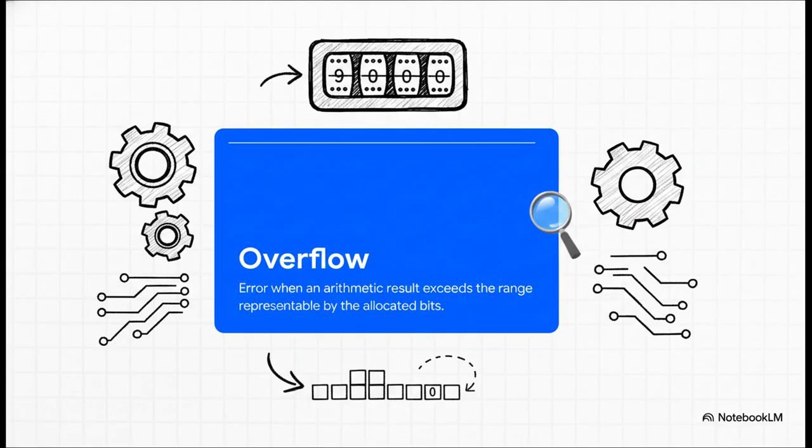It's kind of like a mechanical odometer in an old car. When it hits 99,999 miles, it doesn't just invent a new digit out of thin air, it simply rolls over to 0. In hardware, if you add 1 to the maximum unsigned 8-bit value, which is 255, the hardware just drops the carry bit, and the value simply wraps around to 0. And this brilliantly illustrates why software can behave so unpredictably when pushed past its limits.